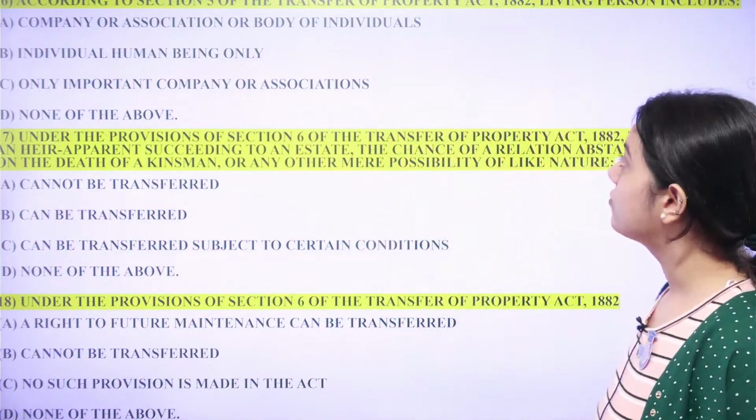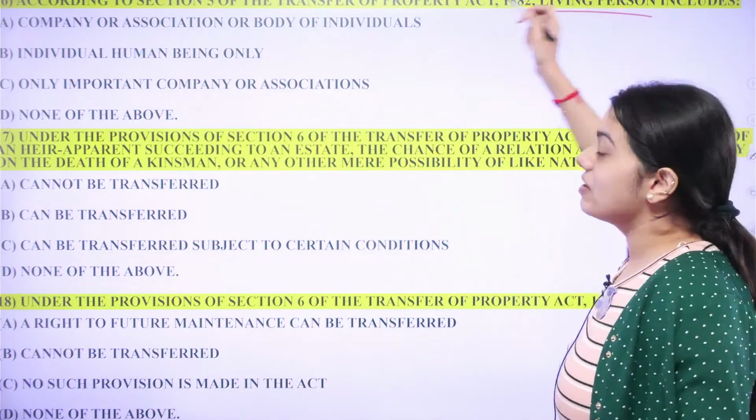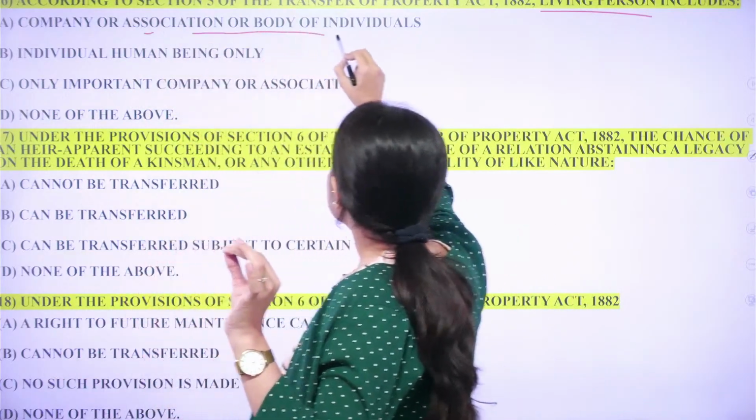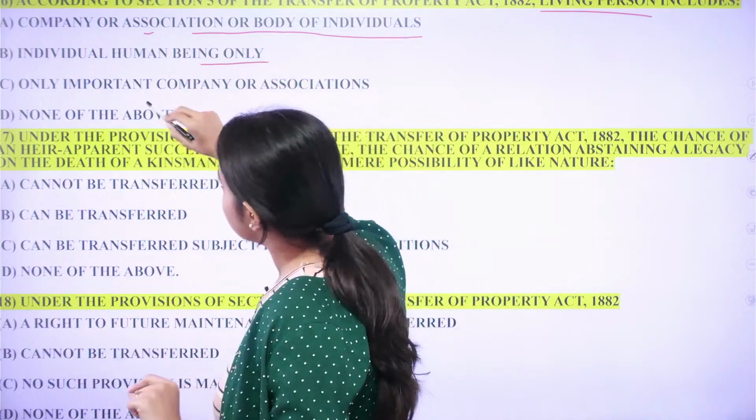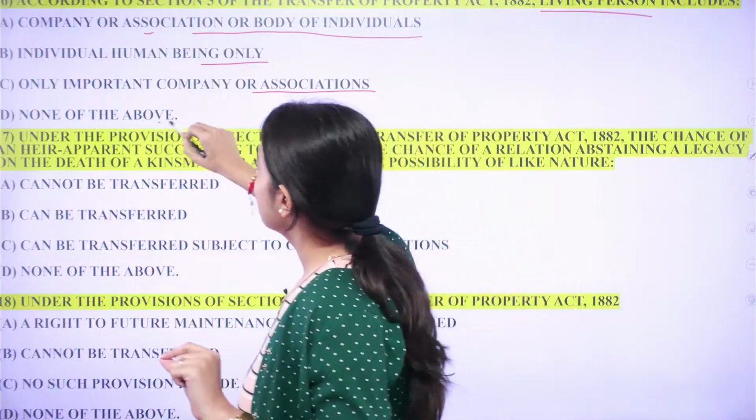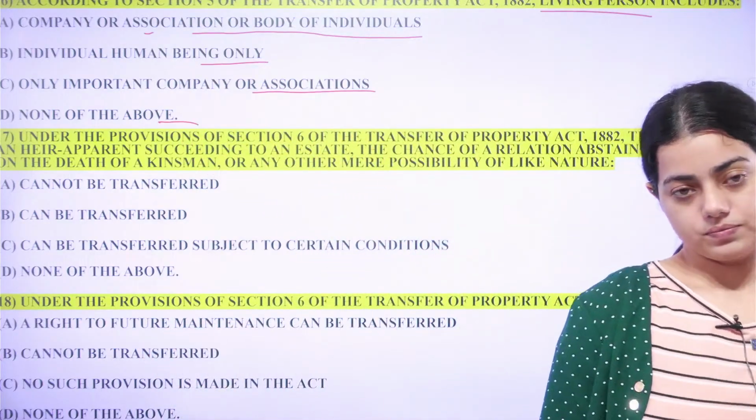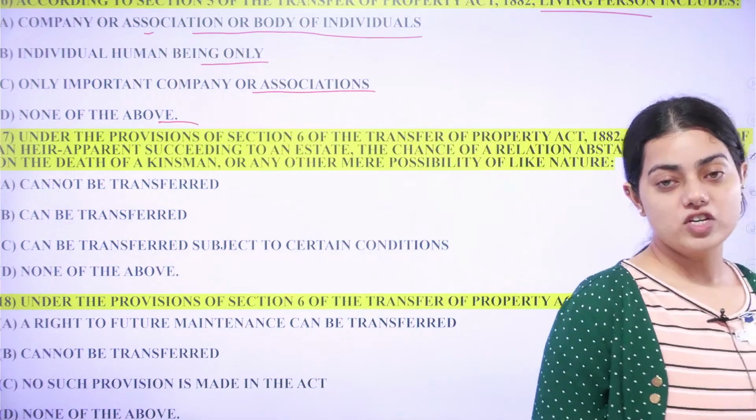According to section 5 of TPA, living person includes what? What is a living person according to TPA? Company or association or body of individuals, individual human being only, company or associations, or none of the above. Question number 16.